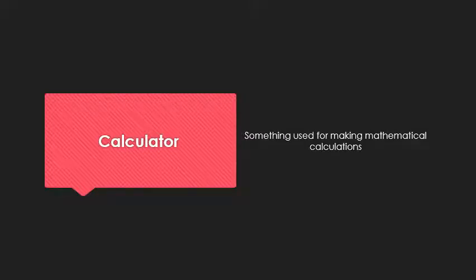The word is going to be backpack. So what is the definition of backpack? It's a bag for your back, or a bag that you can put your books in to make it easier to carry around. A calculator: something used for making mathematical calculations, meaning with a calculator you can add two numbers, you can subtract or minus, you can multiply, or you can divide the numbers. Good.